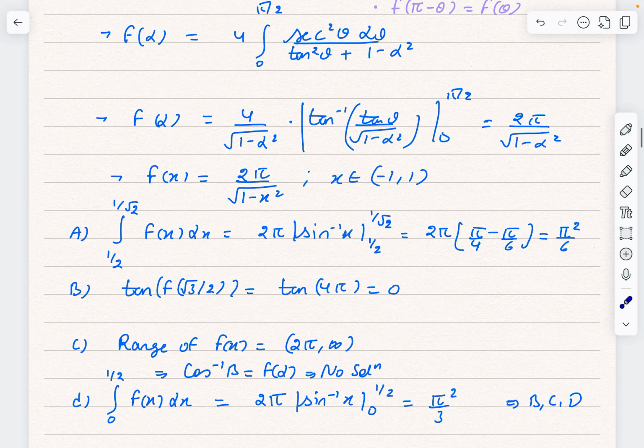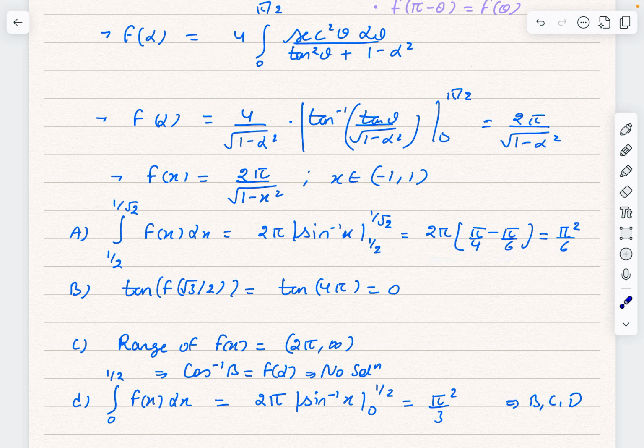In option A, they're asking the value of integral half to 1 by square root 2 of f(x) dx. So when you integrate this, 2 pi will be constant. This will become sine inverse x, half to 1 by square root 2. When you put the limits, you get pi by 4 minus pi by 6. When you simplify, you get pi square by 6.